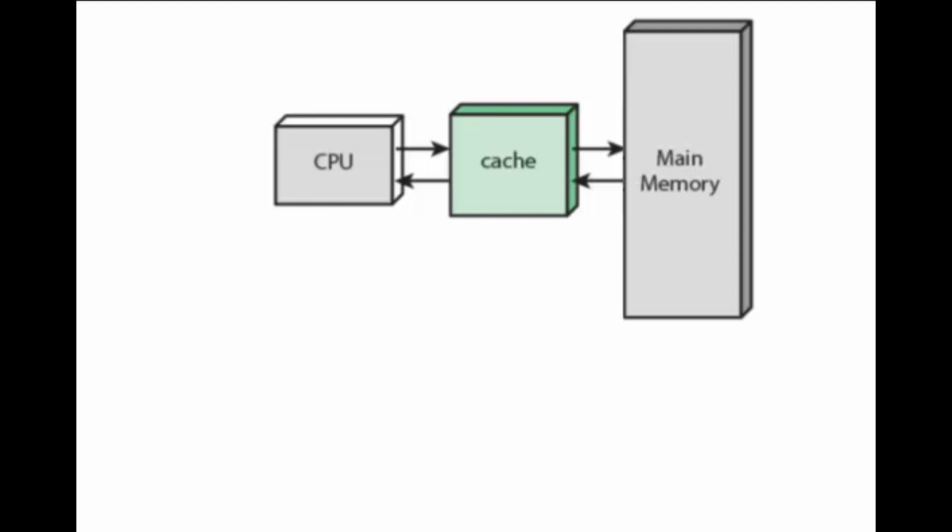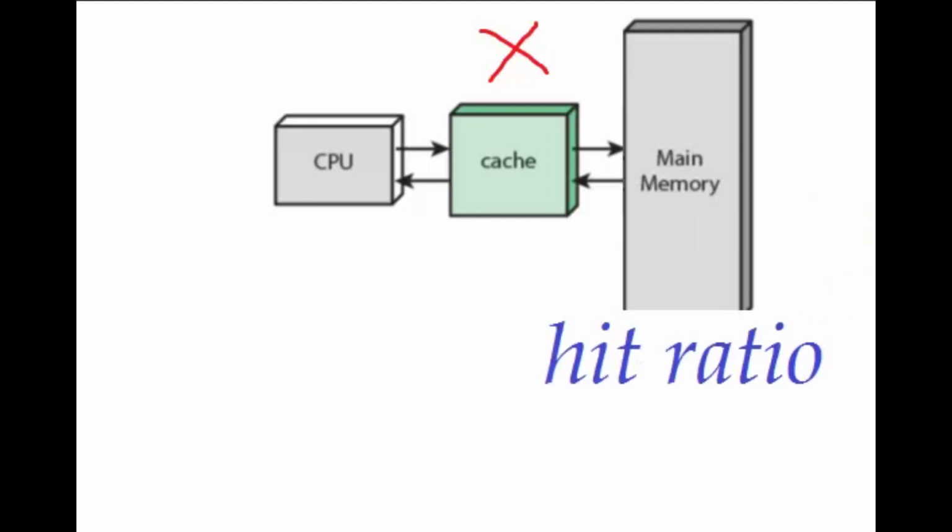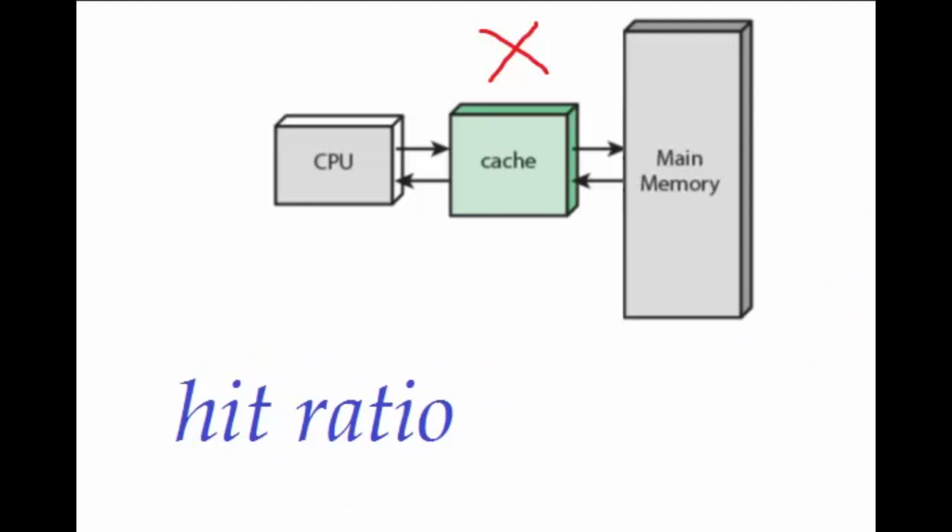When data is requested by the CPU and it is not in cache, it is referred to as a cache miss. If this happens every time data is requested, the cache would have a hit ratio of 0. When data is found in the cache, it is called a cache hit, and the effectiveness of a cache is judged by its hit ratio. If this happens every time data is requested, the cache would have a hit ratio of 1.